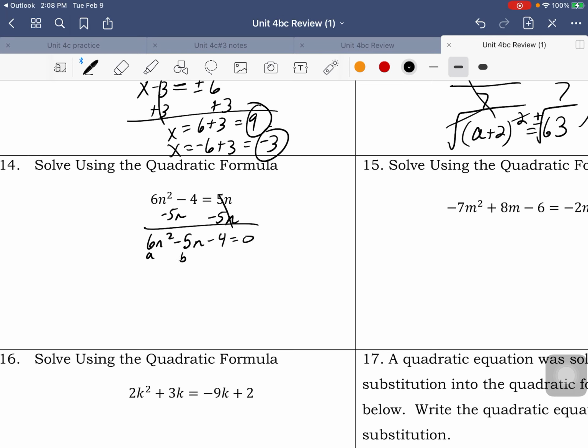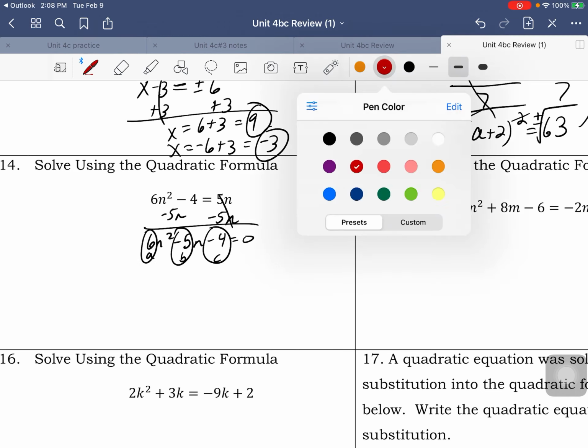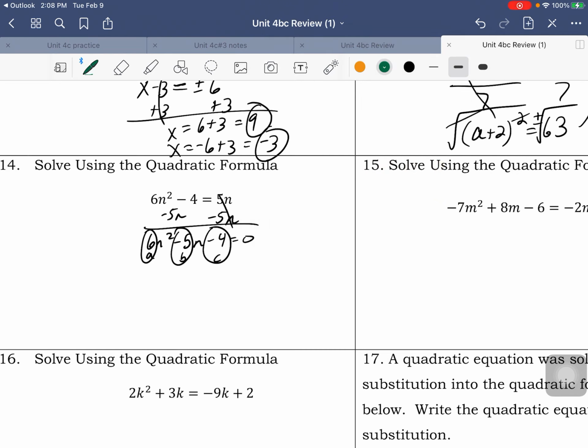And so our a is 6, b is negative 5, and c is negative 4. I'm going to start way over to the left so I can work this problem out. So we have x equals, let me rewrite that, the opposite of negative b, plus or minus the square root of b squared minus 4 times a times c, all over 2 times a.